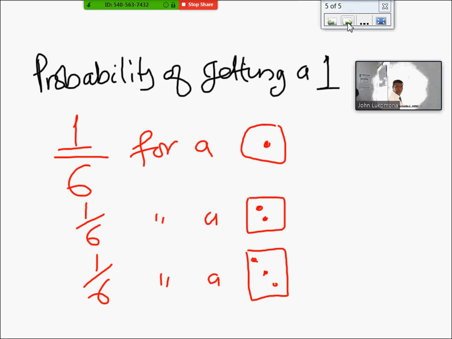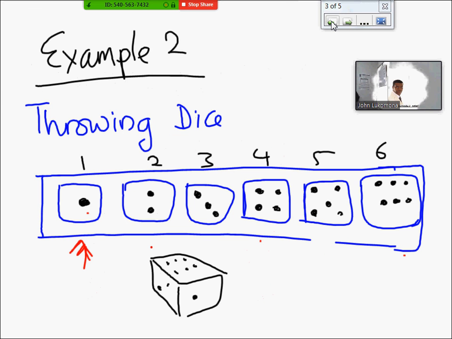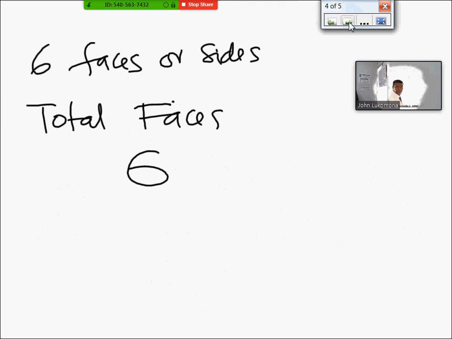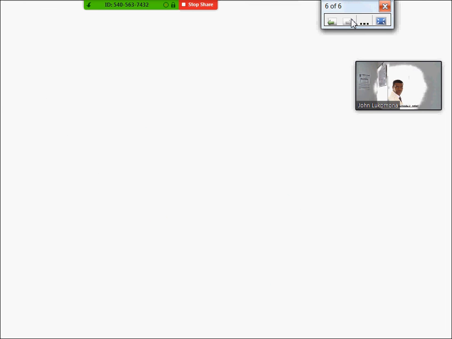If I throw this dice once, it can land either on 1 or 2 or 3 or 4 or 5 or 6. So the probability of me having any of these numbers throwing a dice once is 1 out of 6. For me to land a 6 is 1 out of 6. For me to land a 5 is 1 out of 6. You get the point?